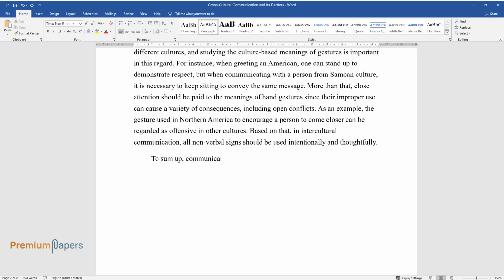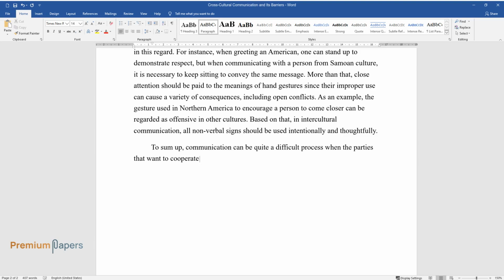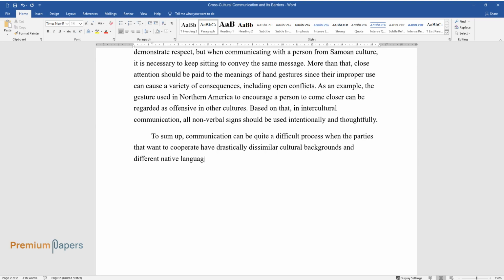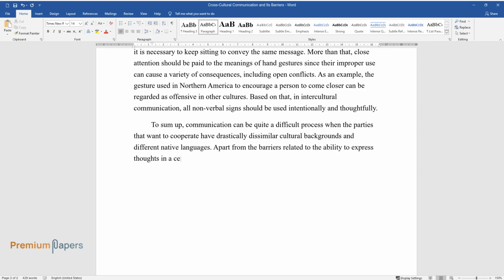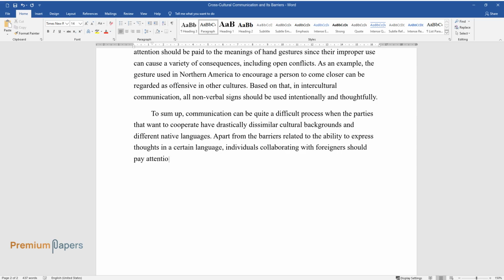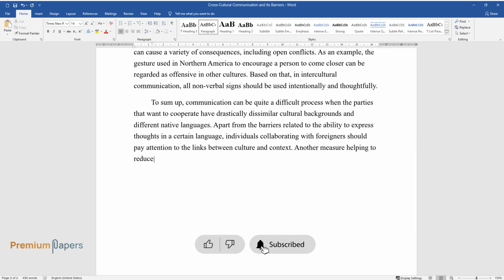To sum up, communication can be quite a difficult process when the parties that want to cooperate have drastically dissimilar cultural backgrounds and different native languages. Apart from the barriers related to the ability to express thoughts in a certain language, individuals collaborating with foreigners should pay attention to the links between culture and context. Another measure helping to reduce barriers is being aware of the way that the interlocutor understands all nonverbal signs.